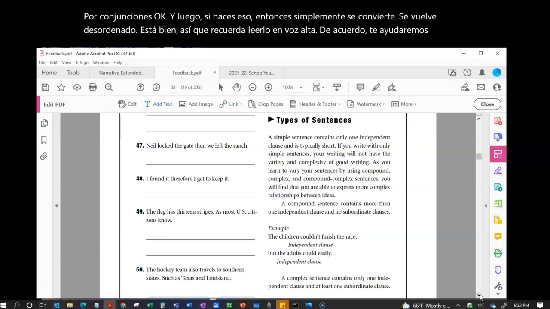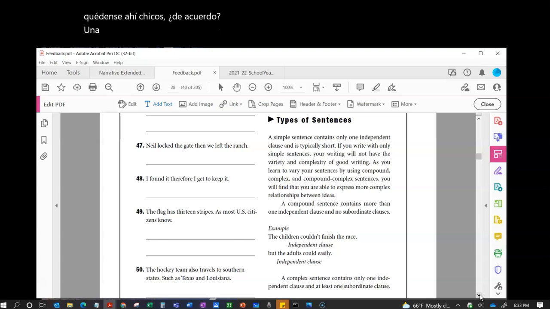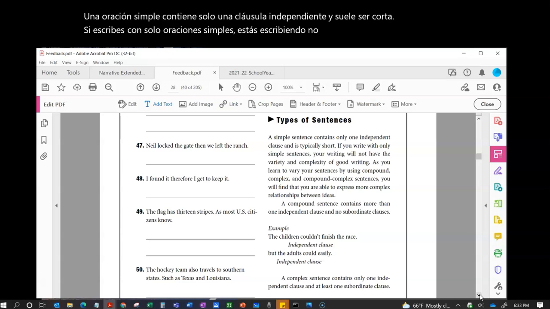All right, types of sentences very quickly. We're almost at the end, so hang in there, guys, okay? A simple sentence contains only one independent clause and is typically short. If you write with only simple sentences, your writing will not have the variety and complexity of good writing.